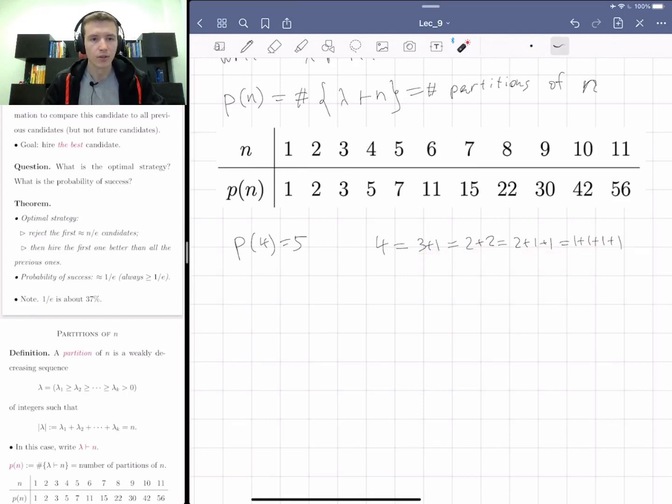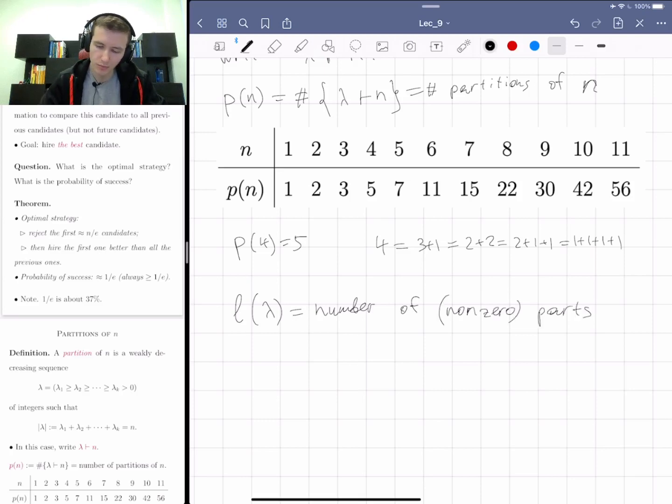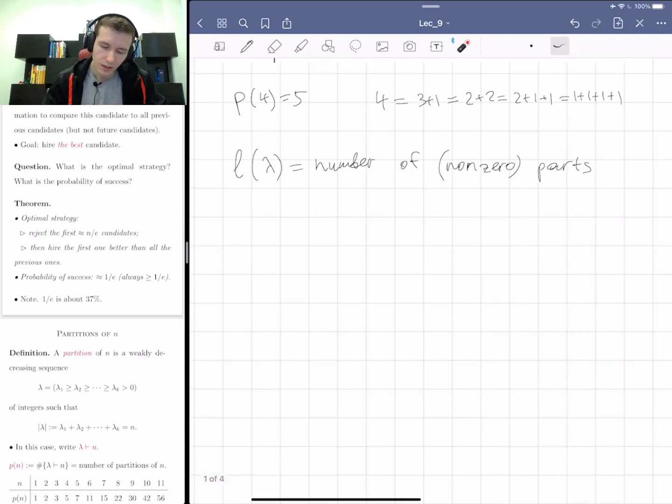Another piece of notation is the length of lambda, which is the number of non-zero parts in my partition. So here this is one part, here I have two parts, and so on. A lot of notation.